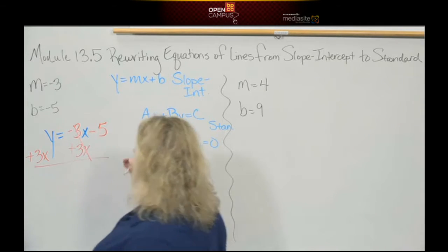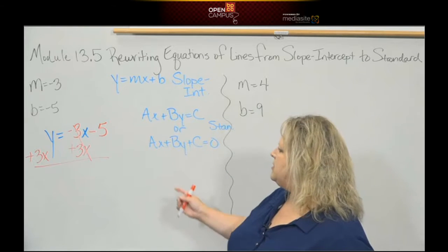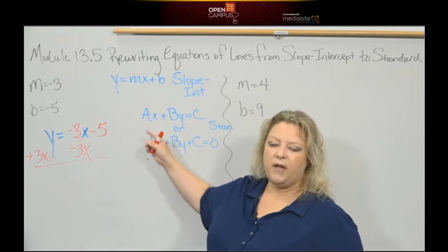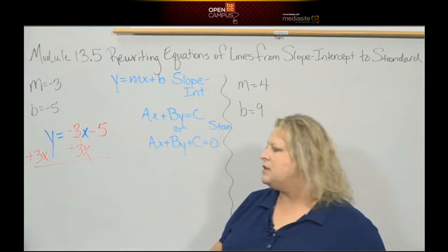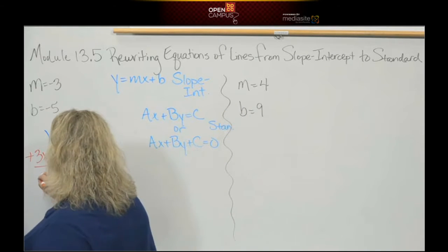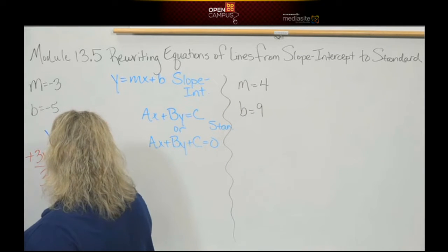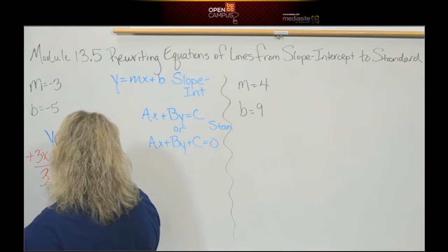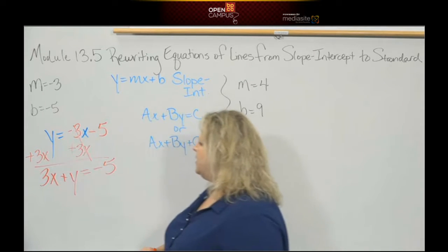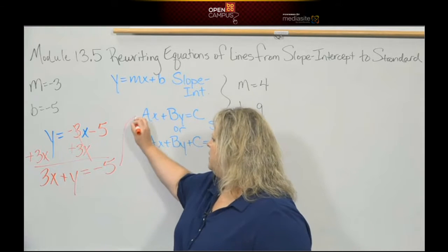Now when I do that, notice what's first in these equations. In these equations, the x value is always in the front. So I need to put my x value in the front. So that's 3x plus 1y is equal to -5. Okay? So that's this format.